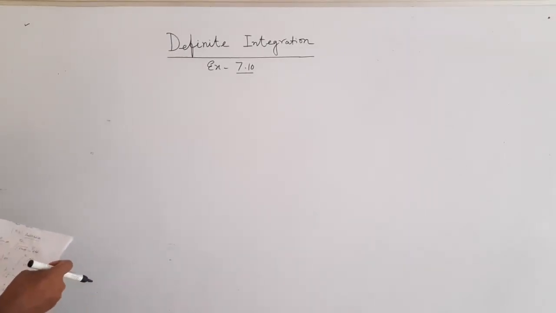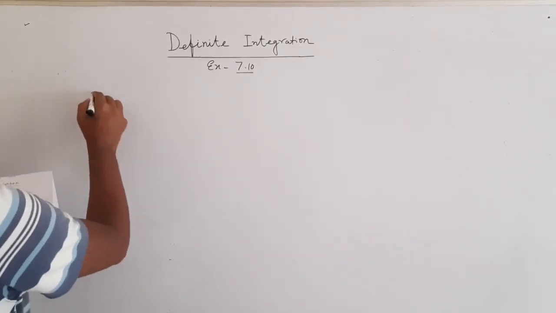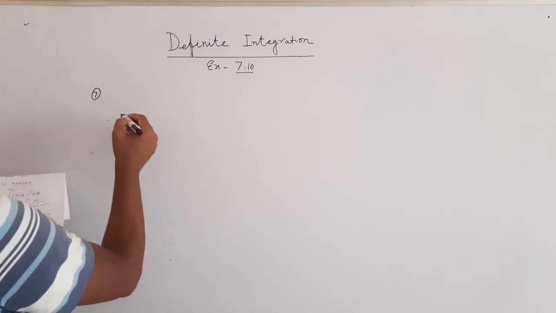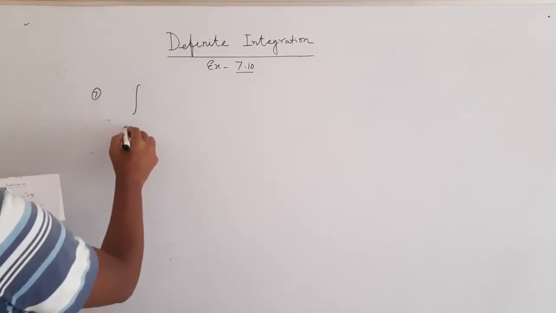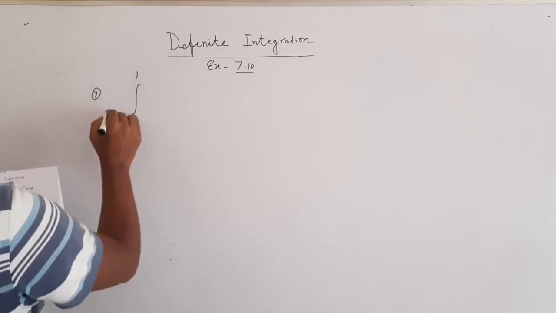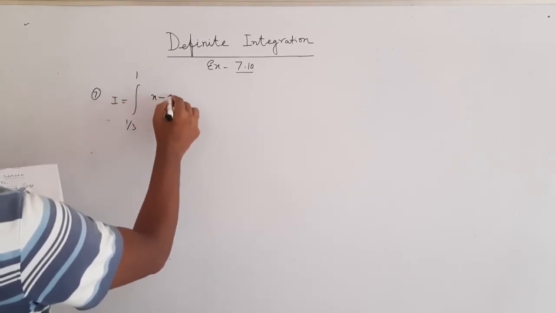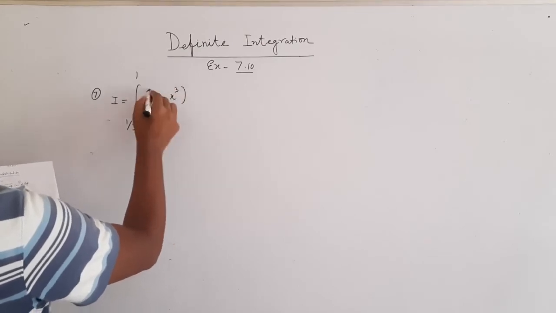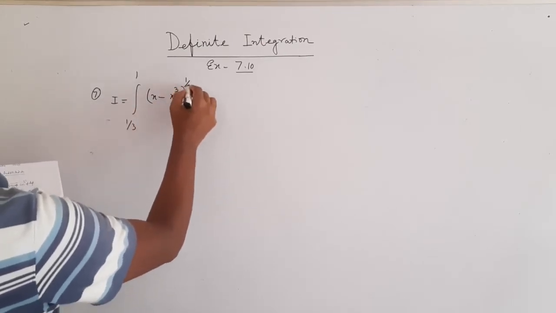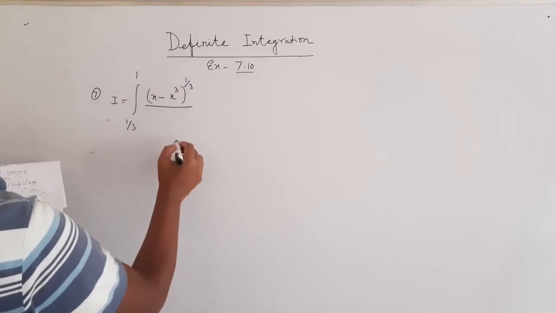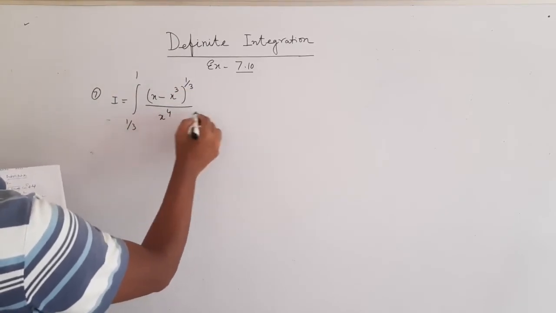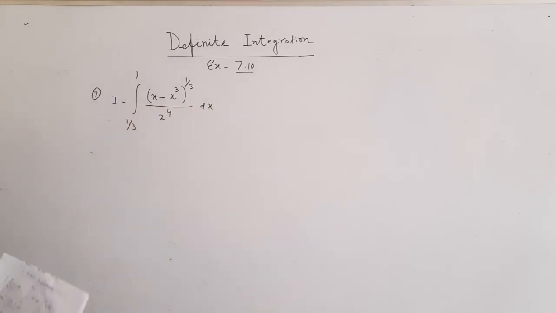Now these two last questions. One is, I think it is question 7, I don't remember the index, but if it is wrong then you can make a correction. Now it goes from 1 by 3 to 1, this is an MCQ I think, and that is (x minus x cube) whole to the power 1 by 3 over x to the power 4 dx. Okay, so now this looks a little weird, because how will you do that?